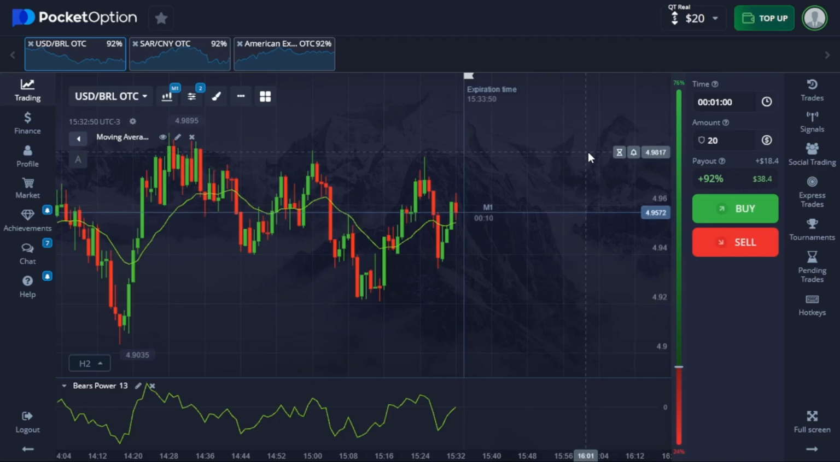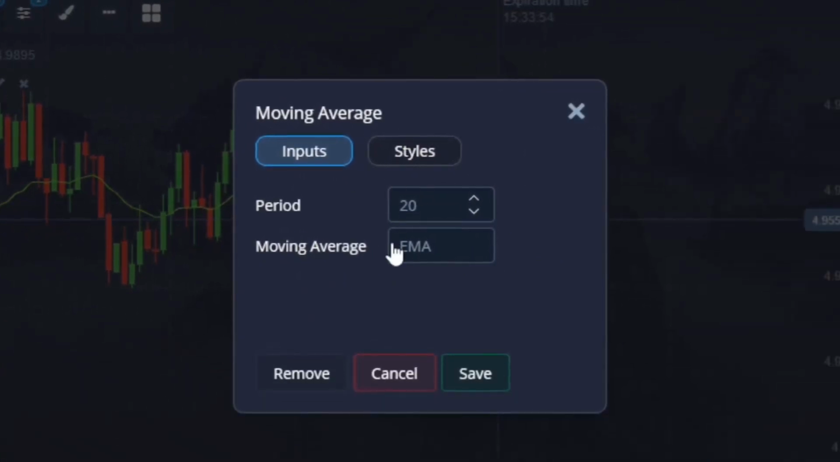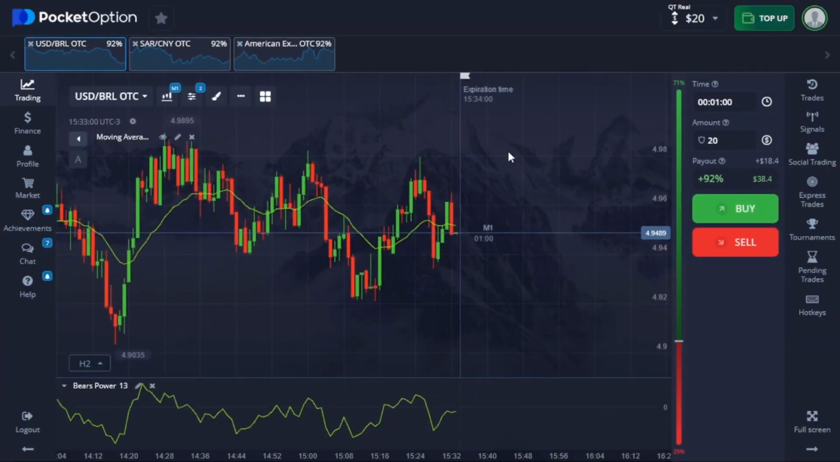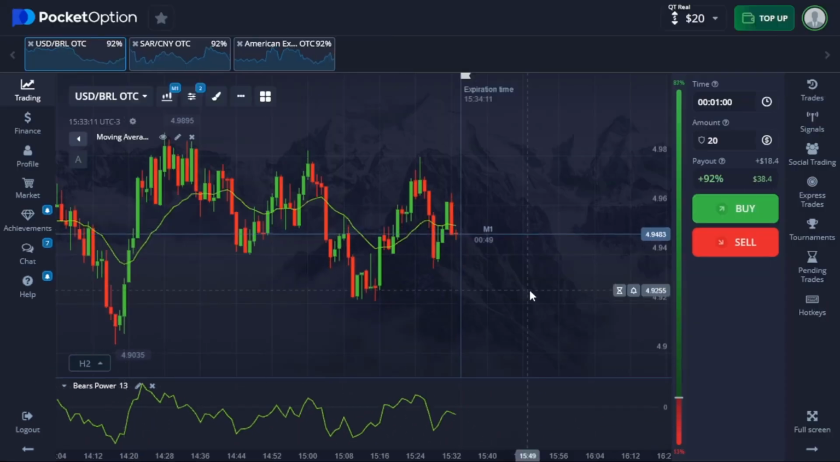Let's go to the quick explanation of the indicators. It's based on a moving average. We're going to put in a moving average of 20 period. It's a 20 period EMA that tells me the trend or the sub-trend at the moment on this chart. The other indicator we are going to use is called the Bear Power with period 13.